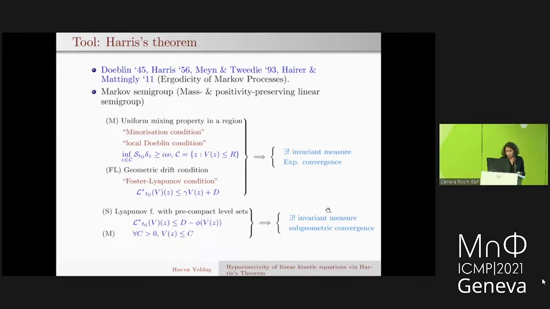So this is just an introduction of maybe the methodology. This works only for linear equations because this can be applied to only Markov semigroups. They should be linear. They are linear and they preserve mass and positivity. And linear BGK and linear Boltzmann equations are known to already satisfy these conditions.